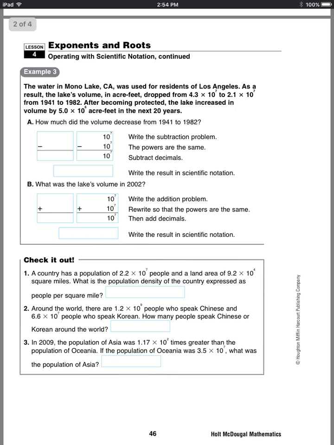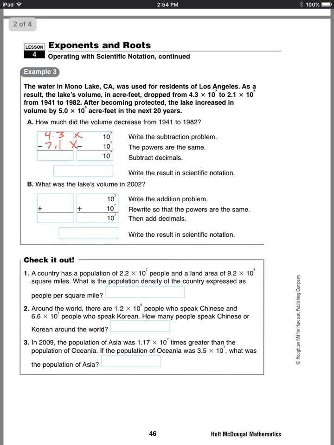We are going to write the subtraction problem. We're going to put 1941's volume first because it's more, and then we're going to subtract the 1982 because it's the smaller number. So we have 4.3 times 10 to the 7th, and then we have 2.1 times 10 to the 7th. So we're going to write a subtraction problem.